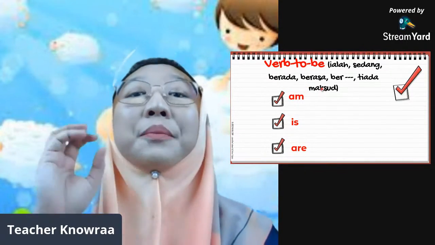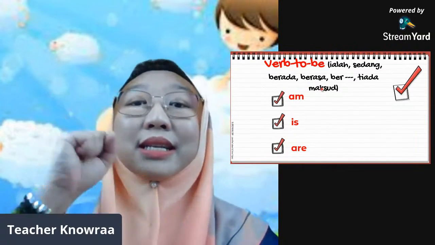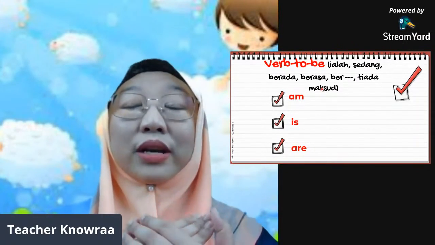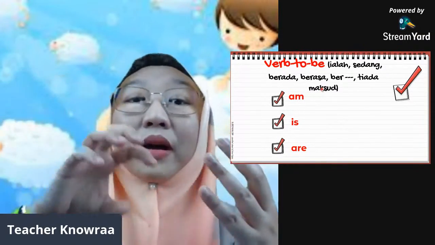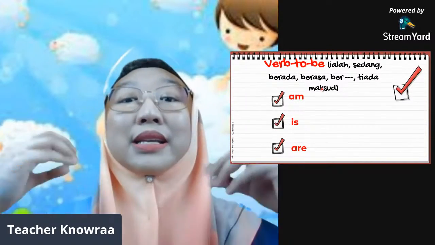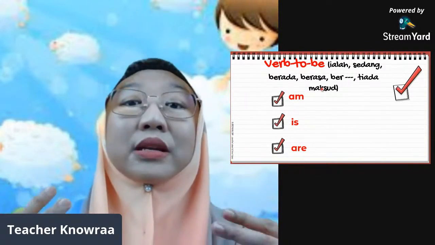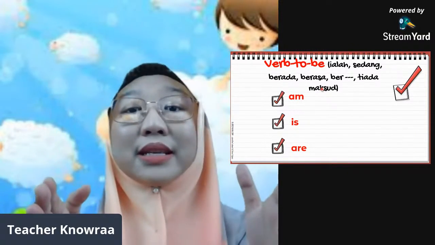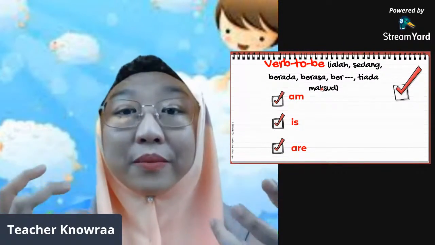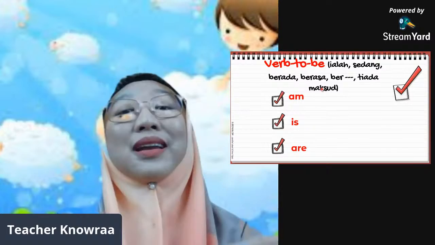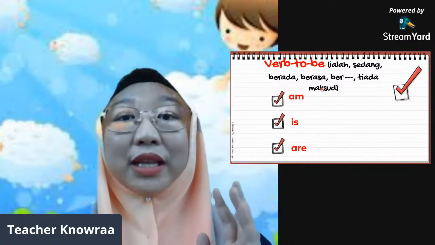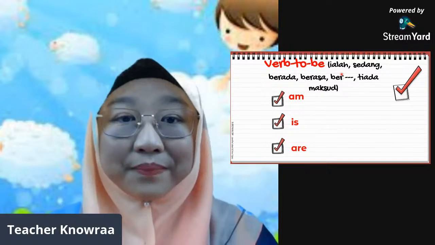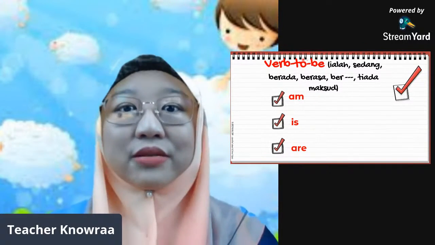Action verb. But for some sentences, you cannot add the action verb. Untuk setengah ayat, awak tak boleh nak tambah action verb macam tidur, makan sebab tak sesuai. So what do you do? You still have to have a verb in that sentence. Kena ada juga verb. How? You add another type of verb. Kita masukkan verb yang lain. One of them is verb to be, the one that you are learning today.